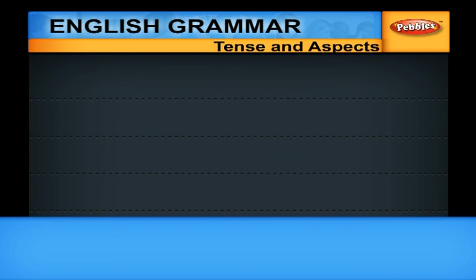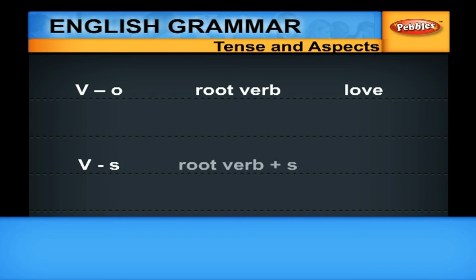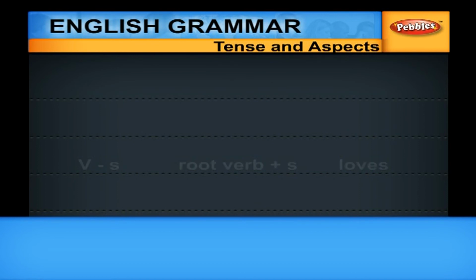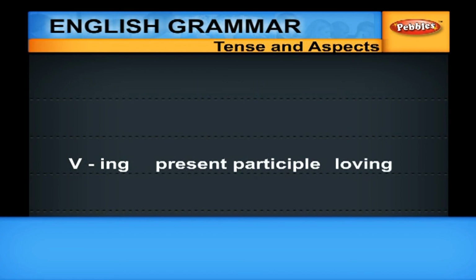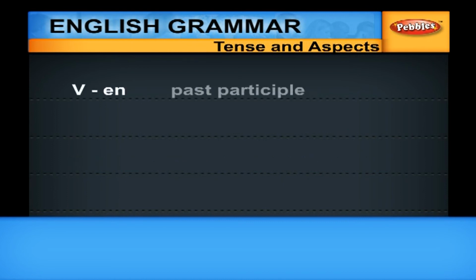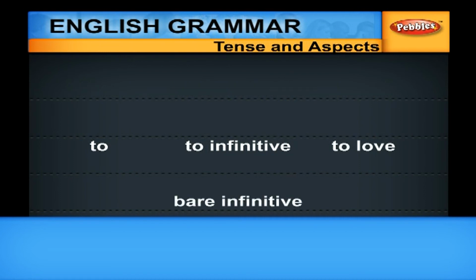Example: VO, root verb, love. VS, root verb plus S, loves. VED, past tense, loved. VING, present participle, loving. VEN, past participle, loved. To infinitive, to love. Bare infinitive, love.